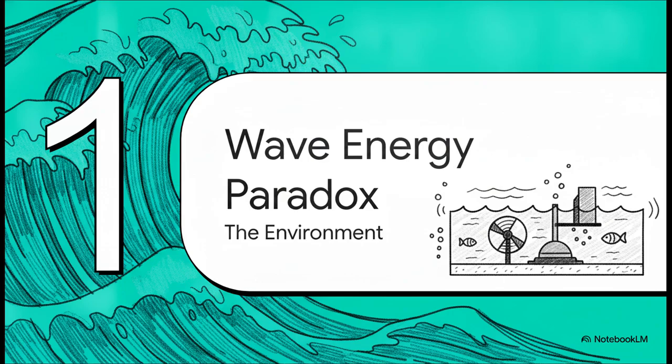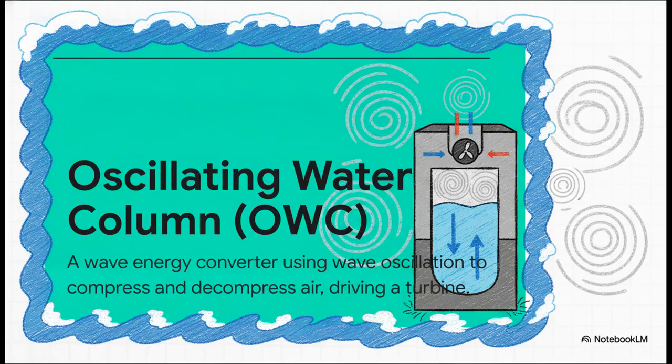Section 1, the wave energy paradox. Let's set the stage and look at the environment where this turbine actually lives. This brings us to a really cool concept called the Oscillating Water Column, or OWC. I want you to imagine a massive concrete chamber partially immersed in the ocean, just above the waterline. As the ocean waves naturally rise and fall, the water level inside that chamber oscillates right along with them. This continuous motion constantly compresses and decompresses the trapped air sitting above it. So it forces air out of a duct at the top and then violently sucks it back in.